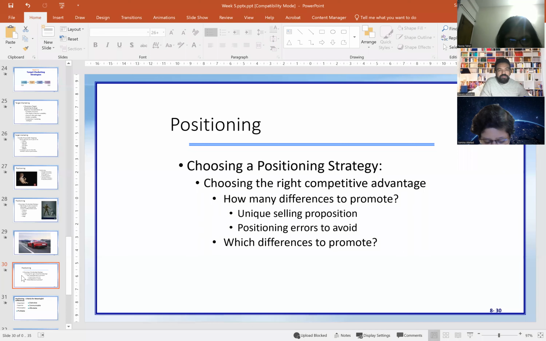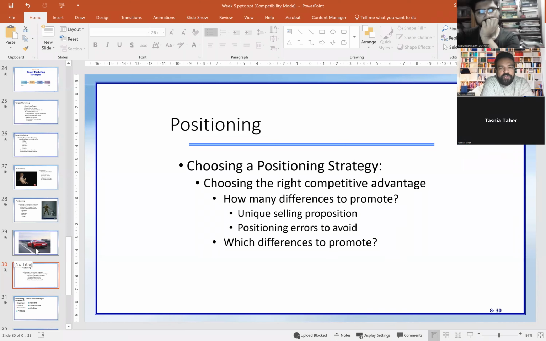So, positioning. Choosing a positioning strategy. Choosing the right competitive advantage. How many differences to promote. Unique selling proposition. Positioning errors to avoid. Which differences to promote. So when you want to position yourself or your brand into the consumer's mind, choose the right competitive advantage. Which is the difference that you want to promote into the consumer's mind?